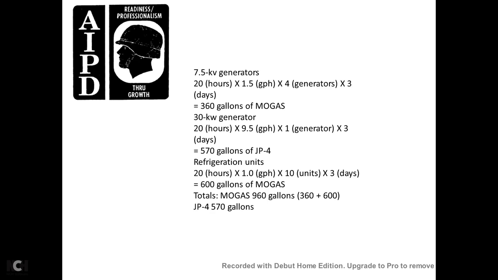The fuel requirement would be: 7.5 kilowatt generator, 20 hours times 1.5 gallons per hour times 4 generators times 3 days, equals 360 gallons of MoGas. 30 kilowatt generator, 20 hours times 9.5 gallons per hour, one generator for 3 days, equals 570 gallons of JP4. Refrigeration unit, 20 hours times 1 gallon per hour times 10 units for 3 days, equals 600 gallons of MoGas. Total MoGas is 960 gallons, 360 plus 600, and JP4, 570 gallons.